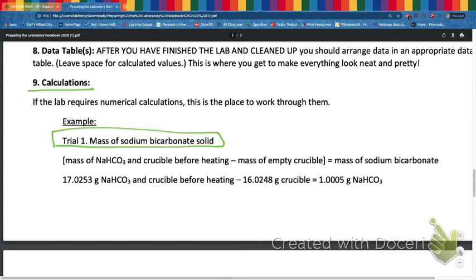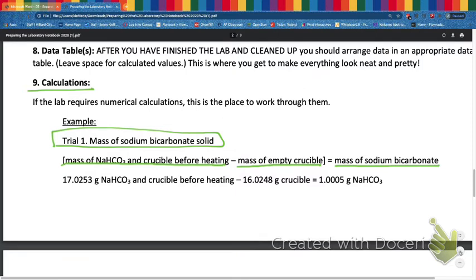Then you want to write out what you're doing in words. So in this case, we're figuring out trial 1, the mass of the sodium bicarbonate solid. To figure that out, we're going to take the mass of sodium bicarbonate in the crucible before heating minus the mass of the empty crucible, and that's going to give us the mass of sodium bicarbonate. So we're writing out in words what we're doing.